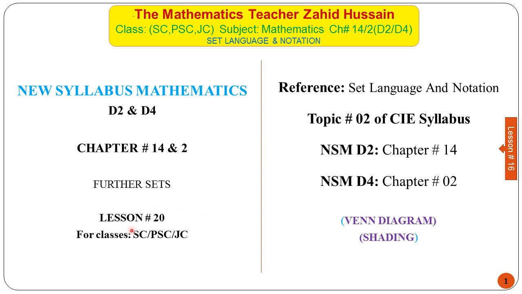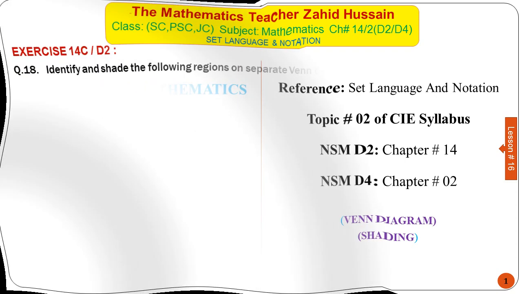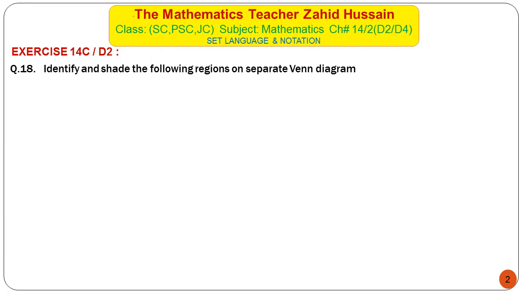So this is our lesson number 20. In this lesson, we will solve some questions of exercise 14C. As we have discussed the shading of various sets in detail in the previous lessons, today we will solve the questions which include Venn diagram and universal set and complement. This is question number 18. Identify and shade the following regions on separate Venn diagram.